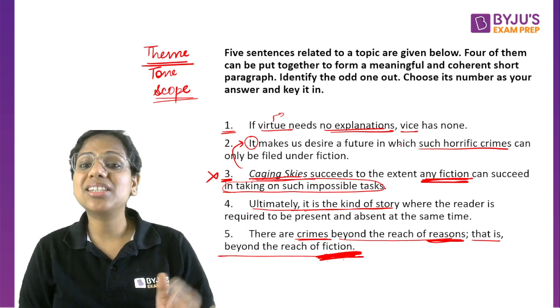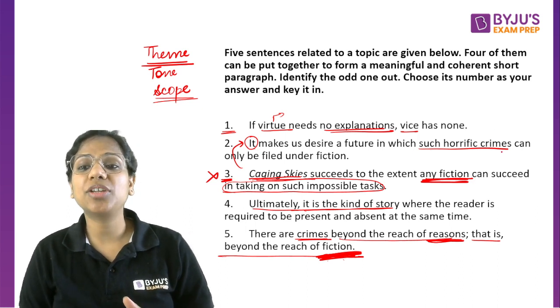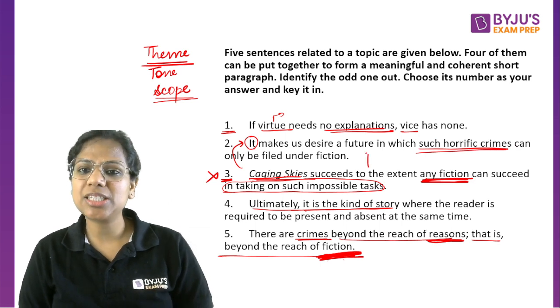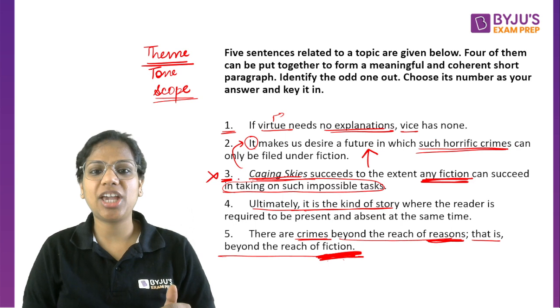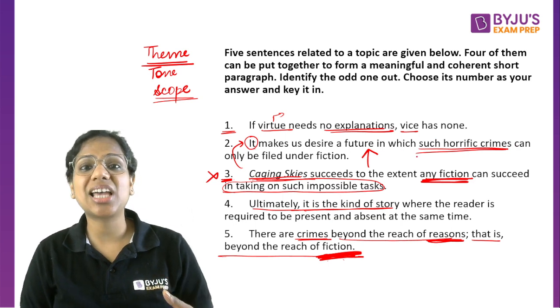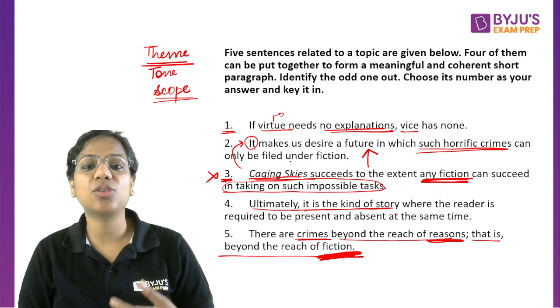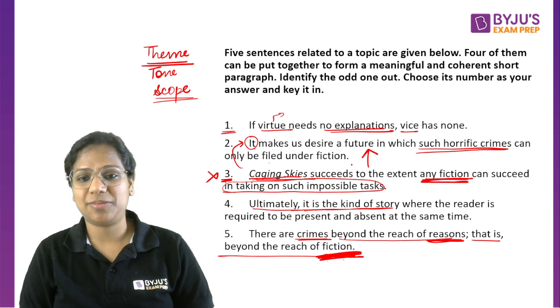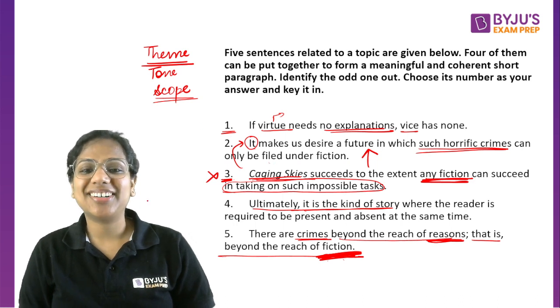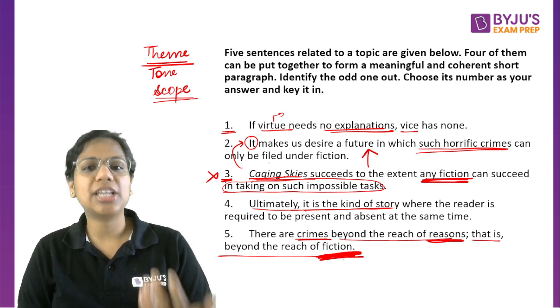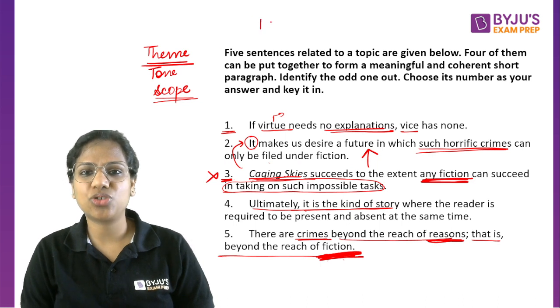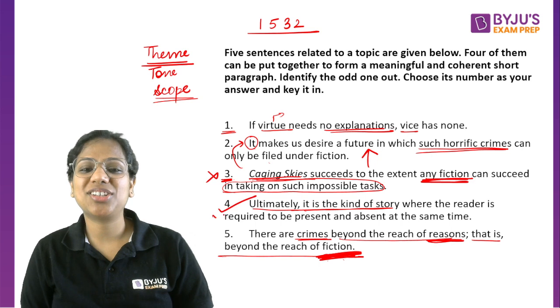Okay. It makes us desire a future in which such horrific crimes, because we have been talking about crimes, right? This makes a lot of sense, okay, after 3. It makes us desire a future in which such horrific crimes can only be filed under fiction. So actually, if I had to make a sequence, although that's not required in an odd sentence out question, it would be 1, 5, 3, 2. The odd sentence out here is 4.